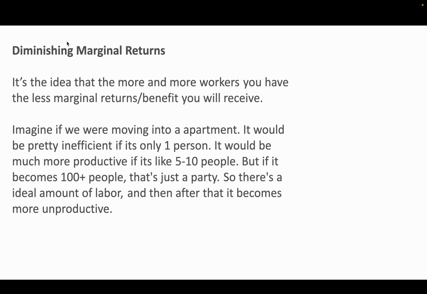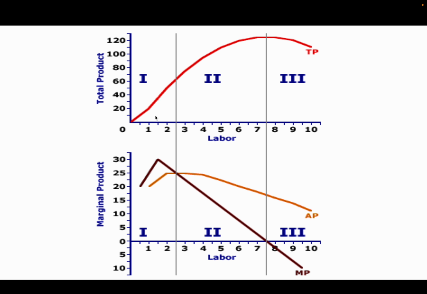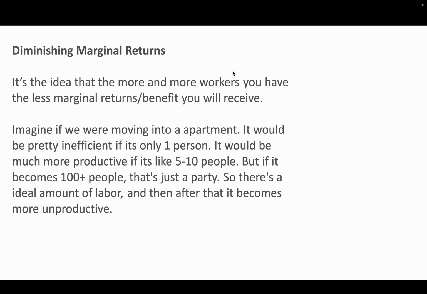That's diminishing marginal returns. We saw that with a few inputs, you can get some productivity or some total product, but it's not really that great. There's an ideal amount of labor or inputs that gives us the maximum amount of product. But if we add too much input, too many people, then it slowly starts to get less and less productive. That's the idea of diminishing marginal returns.